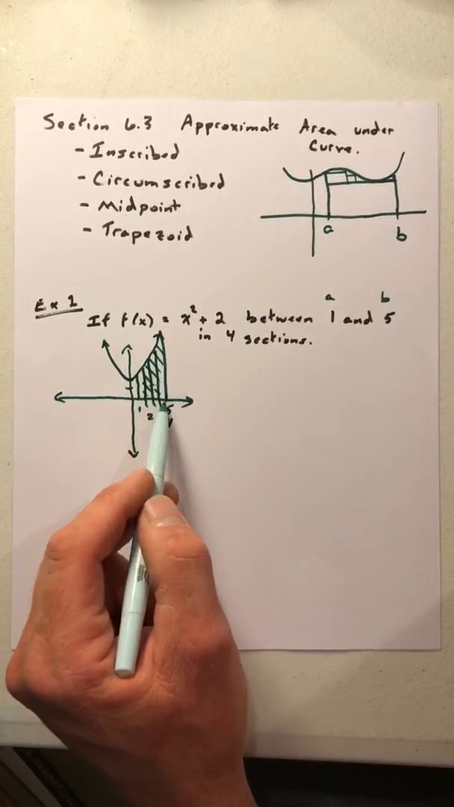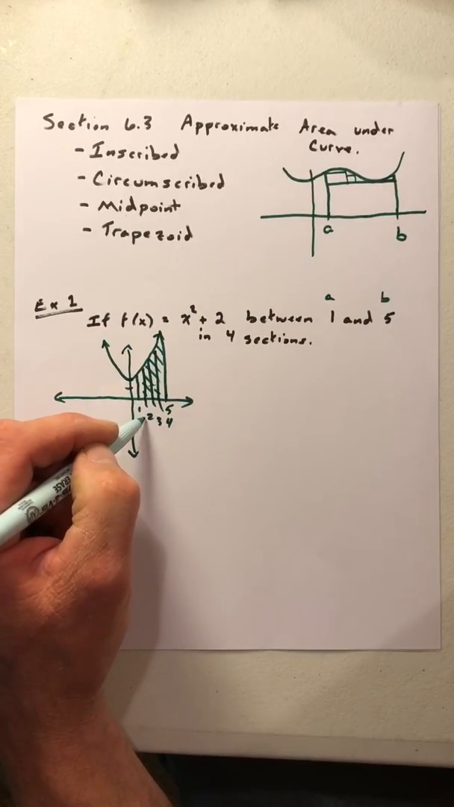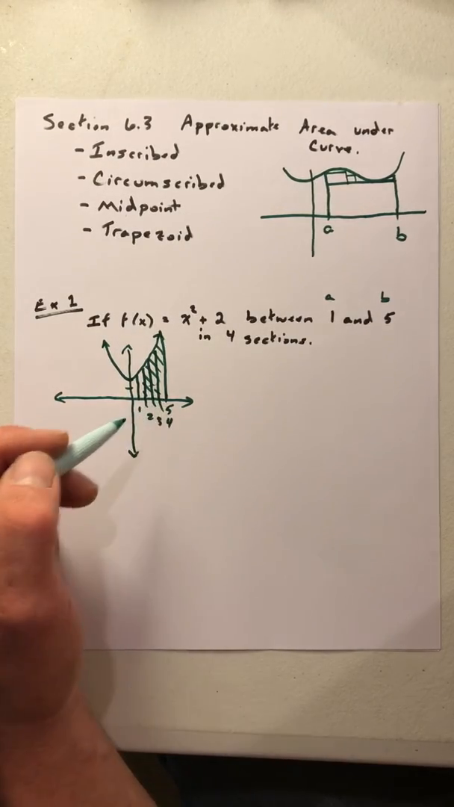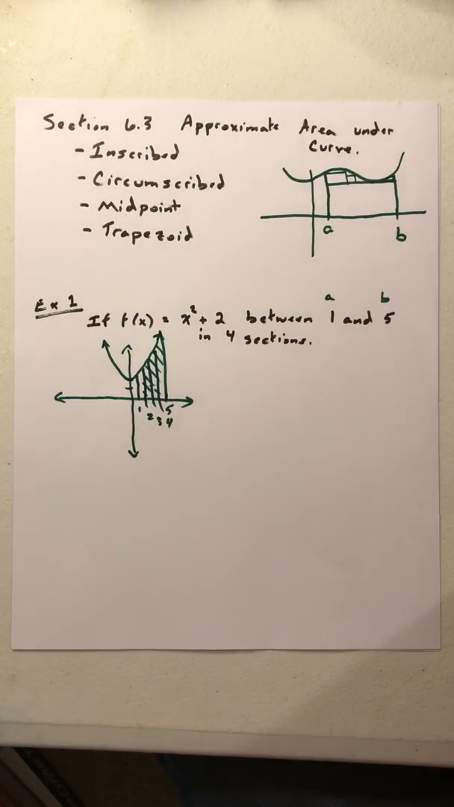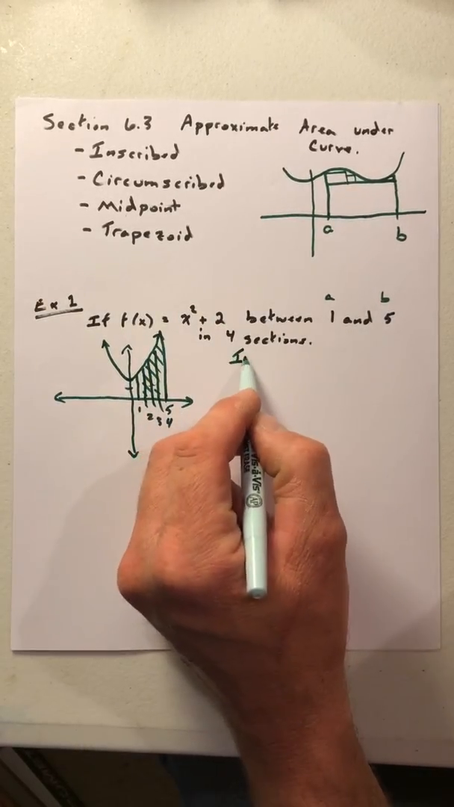I could cut this into 8 regions. If I wanted to cut this into 8 regions, I go from 1 to 1.5, to 2, to 2.5, to 3, to 3.5, to 4, to 4.5, to 5. And that would give me 8 regions. So let's go ahead and look at that inscribed method.